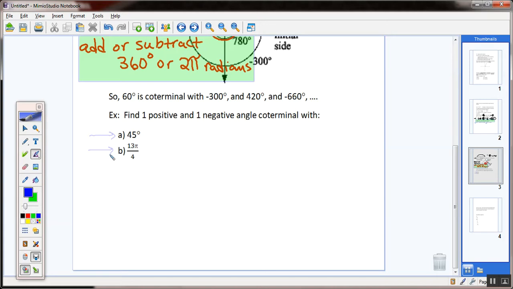All right, let's chat. Anybody have a coterminal for 45 degrees? 395. Close. 405. Oh, 405. There you go. Ben said 405. How many went with 405? Because the easy thing to do is add how many degrees? 360 and 45, right? Okay.